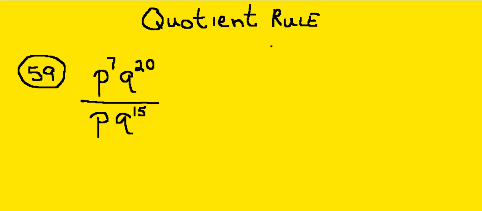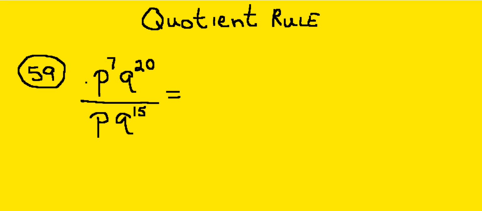Okay, here's our quotient rule. And the quotient rule says that we subtract the exponents. For multiplication, we add them. So for the quotient rule, which is division, we subtract the smaller exponent from the larger one as a general rule. You're safer that way for when we get into negative exponents.